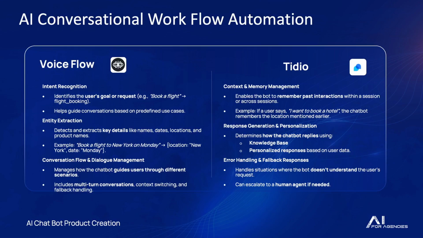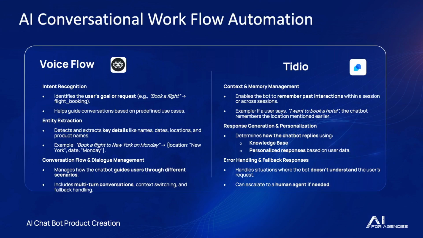Conversation and dialogue management. We manage how the chatbot guides users through different scenarios, and these are basically workflows that we're going to send them through. We include multi-turn conversations, context switching, and fallback handling. Say a fallback is triggered when it doesn't understand something; it will usually push them to a human operator.